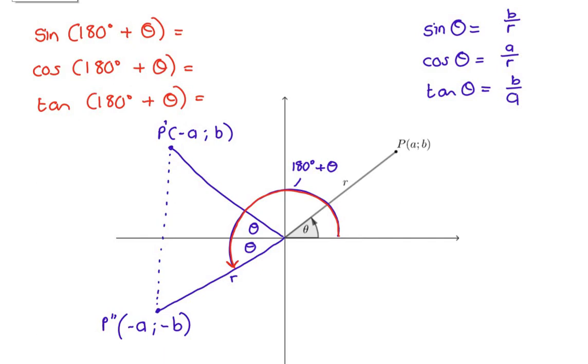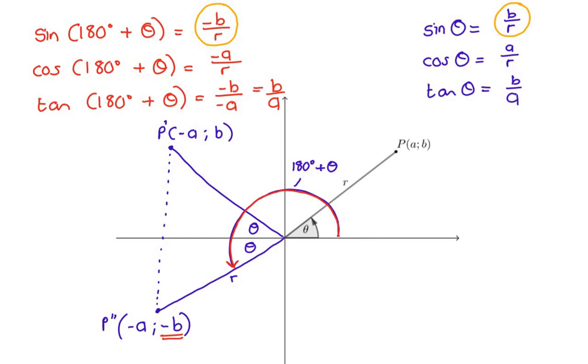So sine of 180 degrees plus theta will be the y value, which is now negative b over r. Cos will be the x value, which is negative a over r. And tan will be negative b over negative a, which I can simplify to b over a. Right, now let's look at the relationship. Sine of theta is b over r. Sine of 180 plus theta is still b over r, except we're now working with the negative cousin.